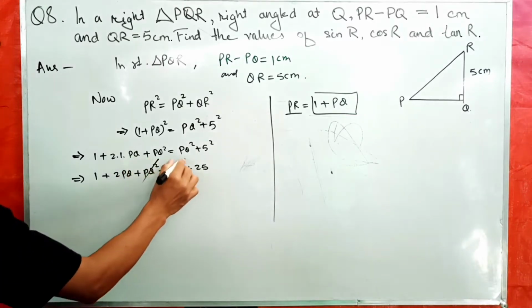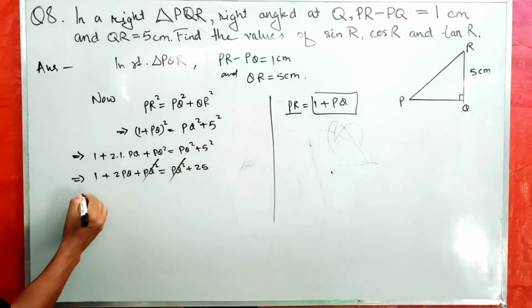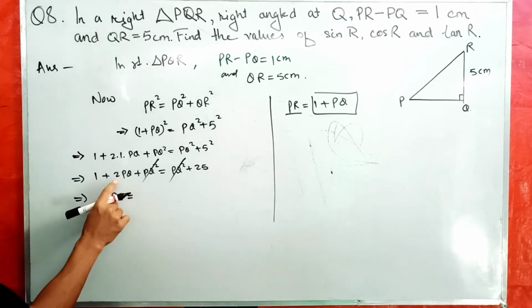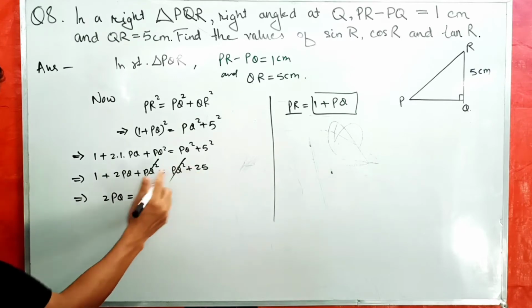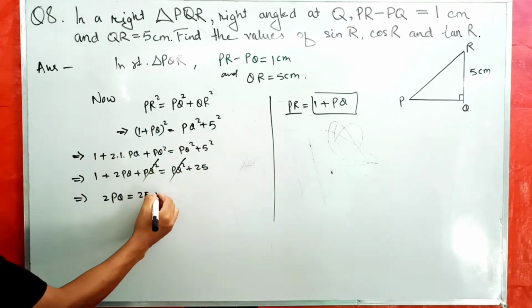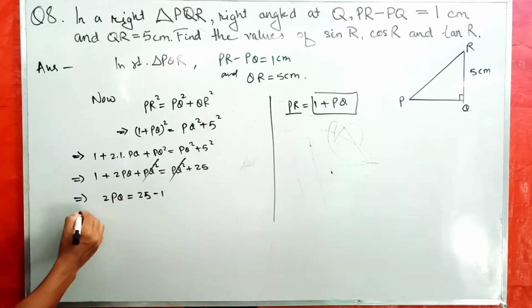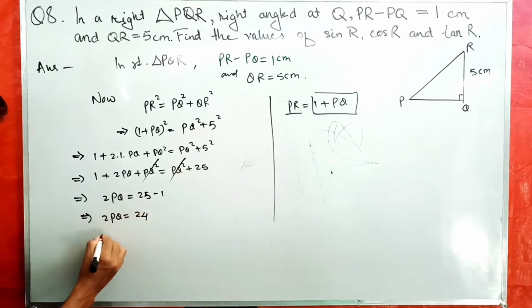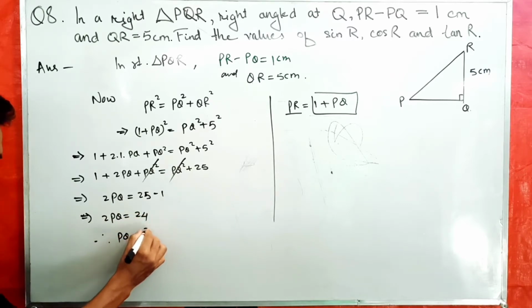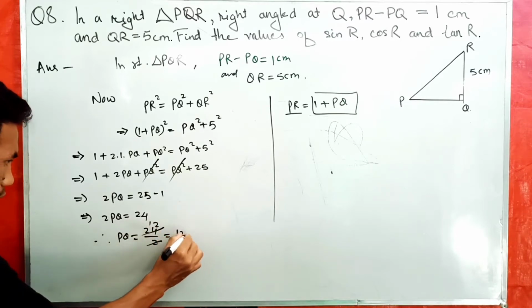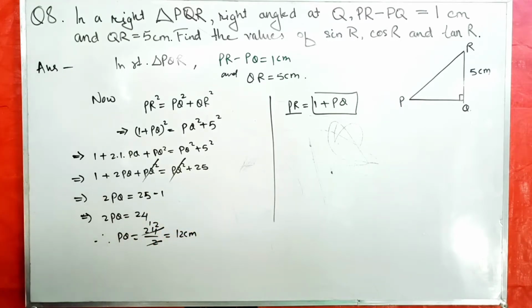We can cancel these two PQ square. And now 2PQ will be equal to 25, and this plus sign will become minus, so 2PQ equal to 24. Therefore PQ equal to 24 by 2, that is 12 centimeter. Now we get PQ equal to 12 centimeter.